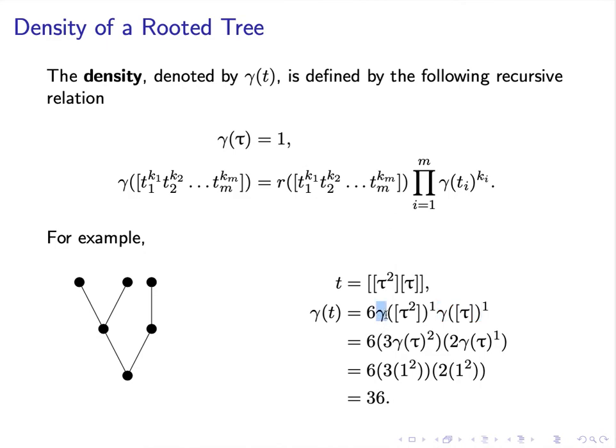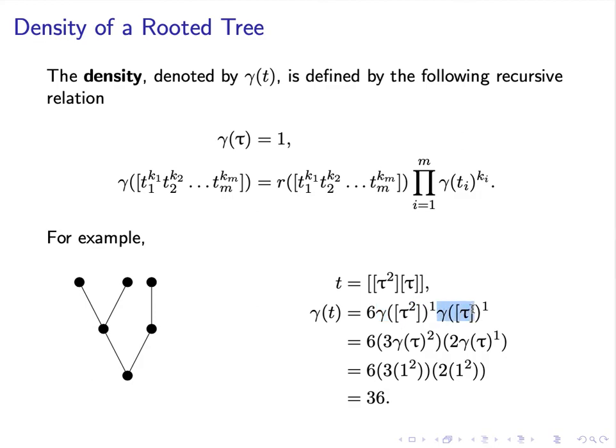Okay, so now if we apply this equation to calculate the density of this tree, the order of this subtree here is 3, and that's multiplied by the product over each subtree from each child node. Because we've got a repeated node, that's gamma tau to the power 2. Okay, so that's that density calculated.